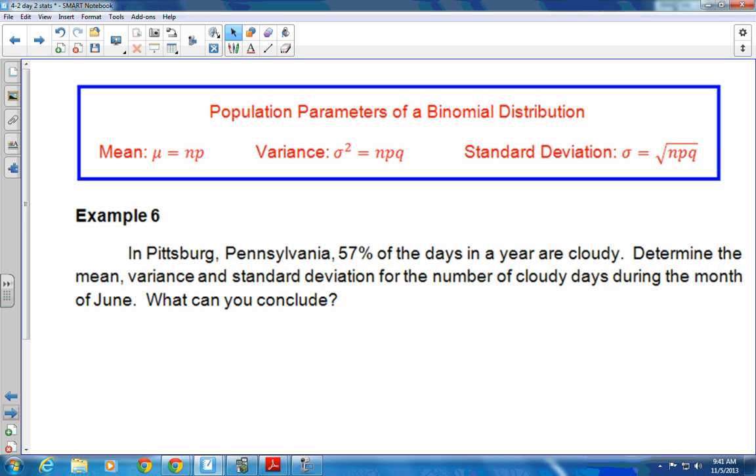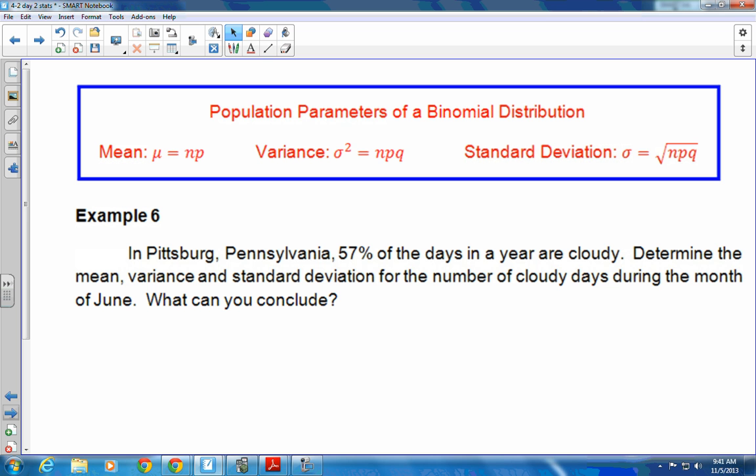Variance, which is sigma squared. You take n times p times q. Okay. But this only works if it's binomial. Just take n times p times q. For the standard deviation, then you take the square root of that. Yep. Just like in everything else.